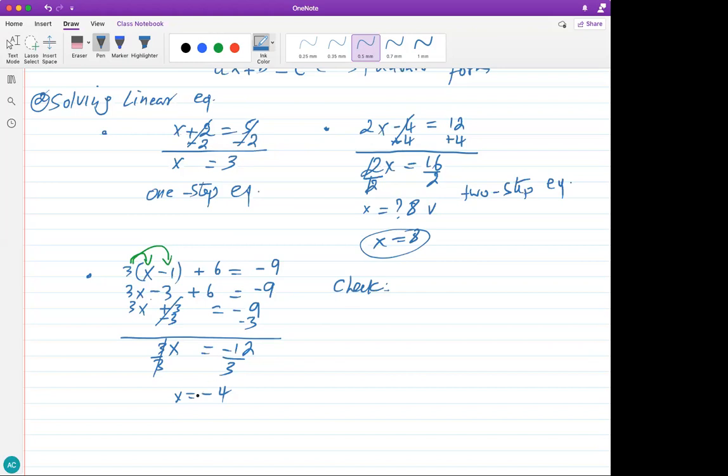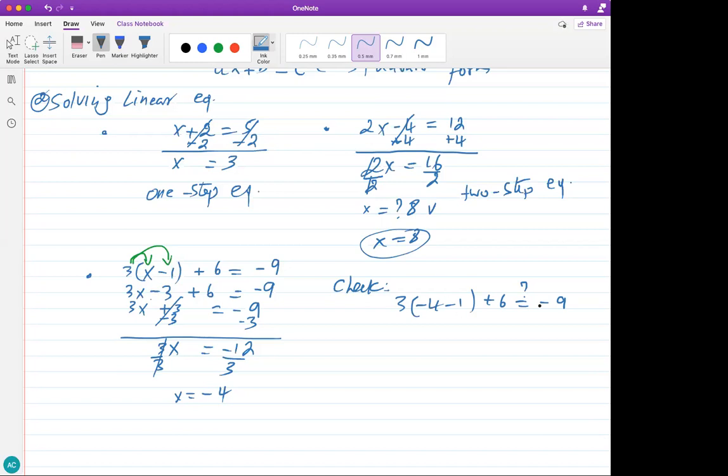Okay, all we have to do is take the -4, plug it into the equation here, and simplify to find out. So 3 times the solution, x being -4, minus 1, plus 6. We don't know for a fact yet whether these two sides are equal, so we're going to put a question mark. That's what we're trying to find out.